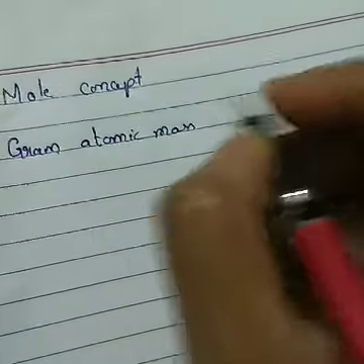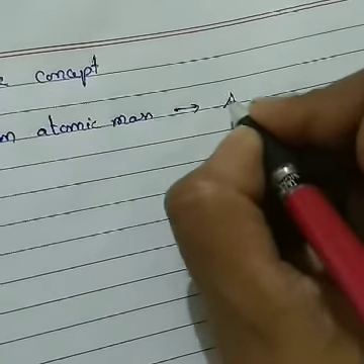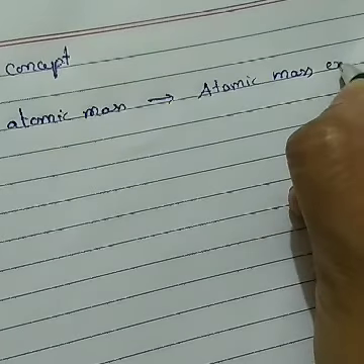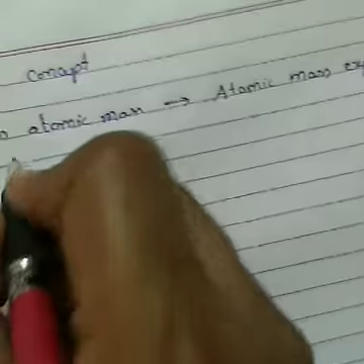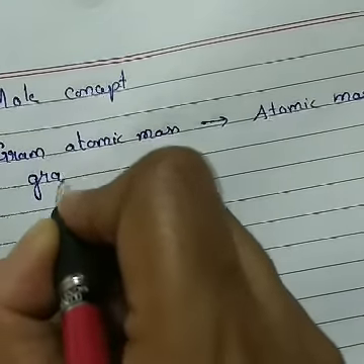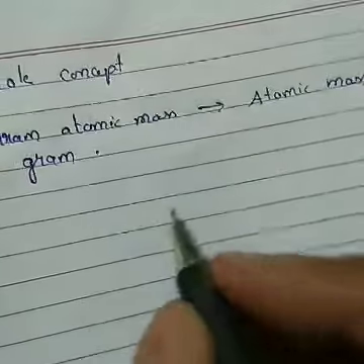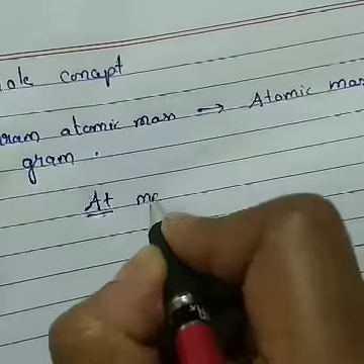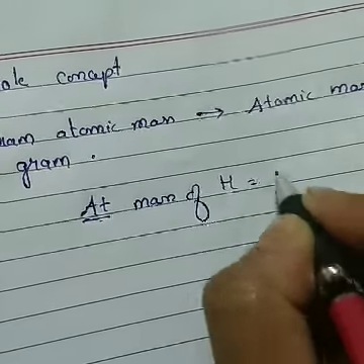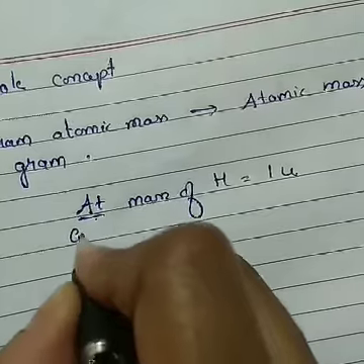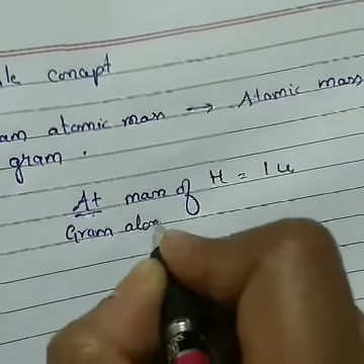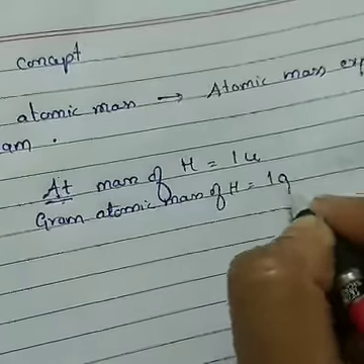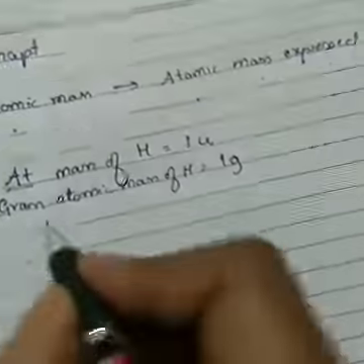What is gram atomic mass? It means atomic mass expressed in grams. For example, atomic mass of hydrogen is 1 U. Then gram atomic mass of hydrogen is 1 gram. See, atomic mass expressed in grams.